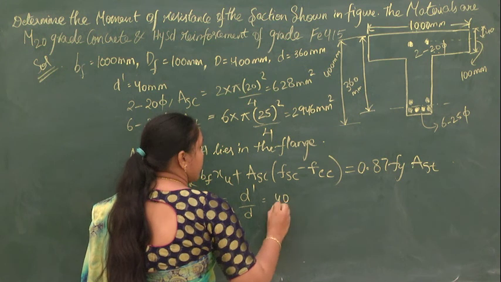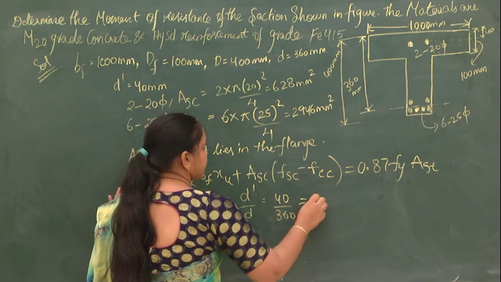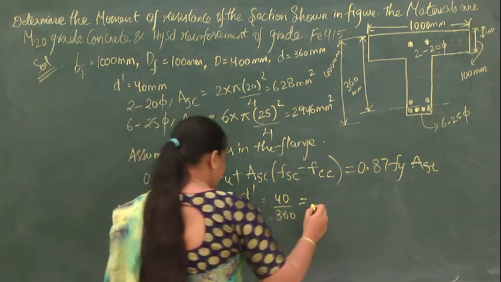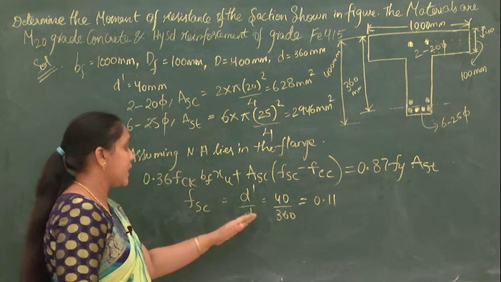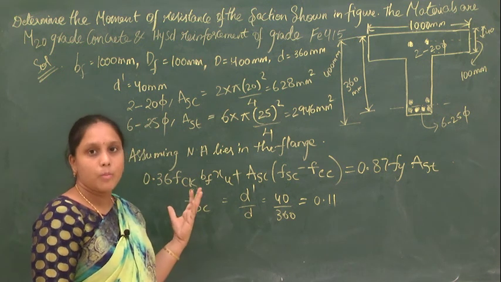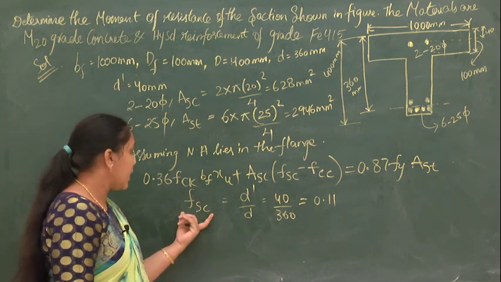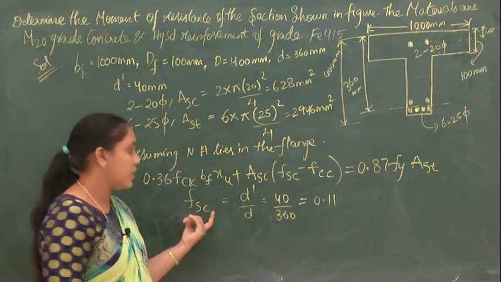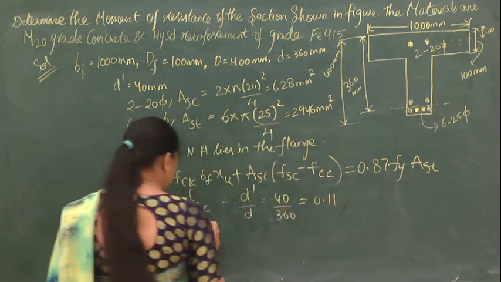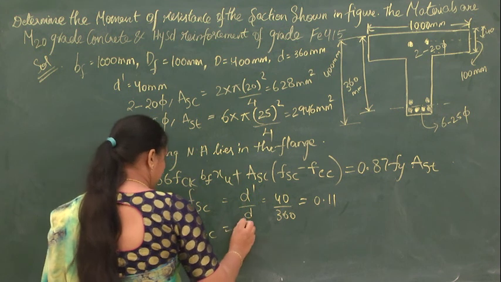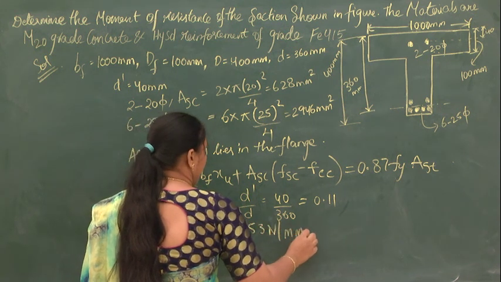It is 40. What is the D here? D here is 360. If you calculate this, you will get a value of 0.11. So from the d dash by D value, in the code book SP16, if you consider the table, you will have a FSC value. So the FSC value here is FSC is equal to 353 Newton per mm square.